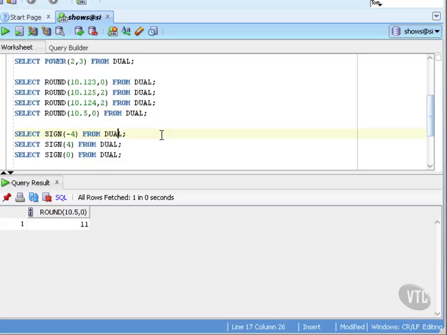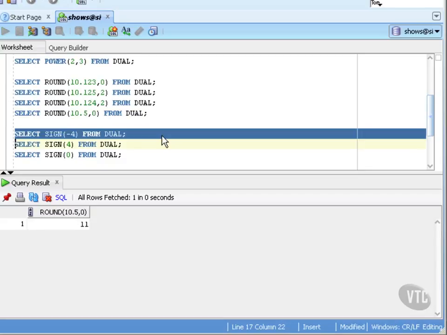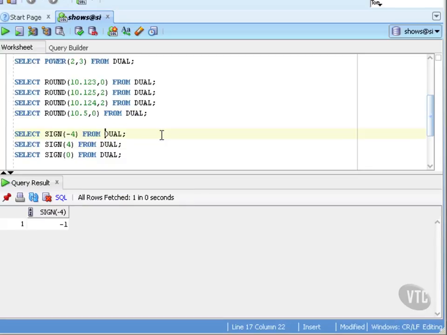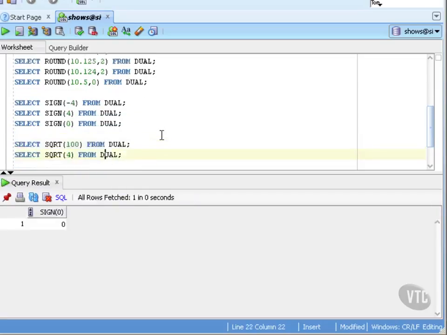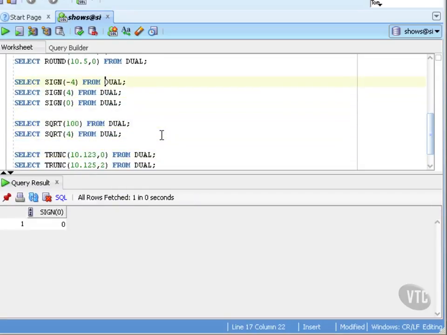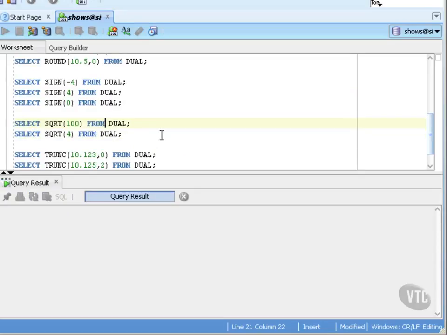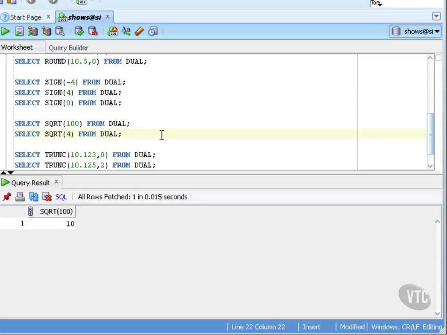Now let's look at the sine function. Sine of -4 is -1. It's just telling me I've got a negative number. +4 is +1. Sine 0 is 0. In other words, whatever negative number I have, if it's even 5 trillion, it's still going to give me -1. It's just telling me whether the number is positive or negative. The square root of 100, 10 times 10 is 100. Square root of 4 is 2.